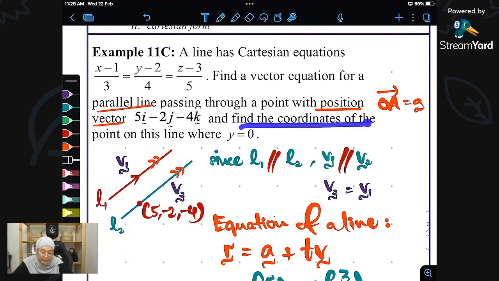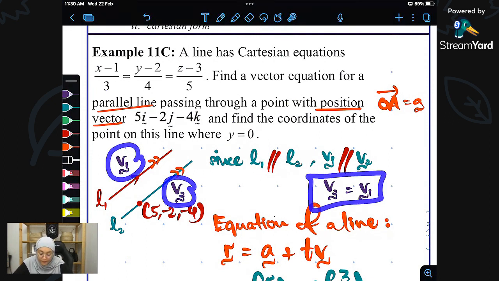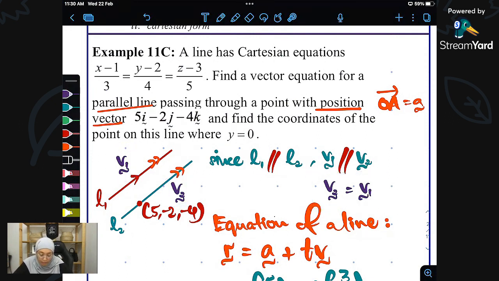Okay, pening dah belakang ni, dah pening dah kan? Tapi jangan panik, apa yang kita perlu tahu bahawa lukisan dulu, gambar rajah ni dulu perlu dilukis supaya kita faham apa diminta. Kita mempunyai dua line, satu line L1, satu lagi L2. They are parallel to each other. So both of them got vector V1 and V2, but we know that this V1 is equal to V2. Sebab apa? Sebab they are parallel. Since they are parallel, they are literally equal to each other.